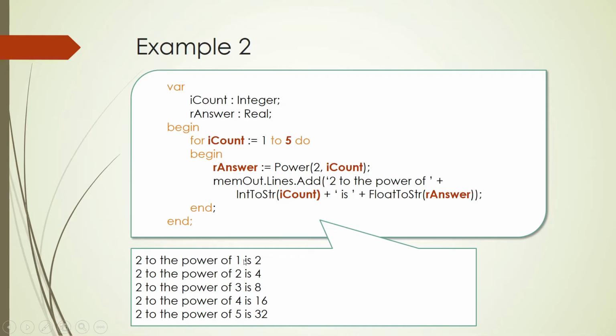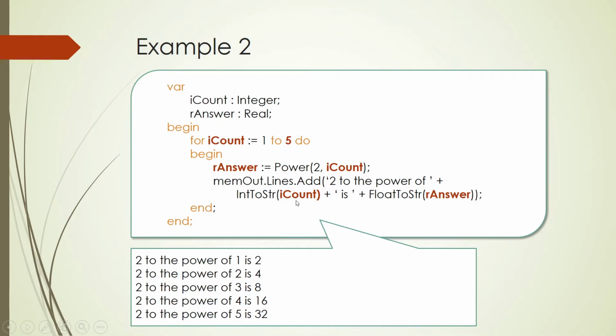So 2 to the power 1 when I is 1 is 2. 2 to the power of 2 when I is 2 is 4. 2 to the power of 3 when I is 3 is 8. 2 to the power of 4 when I is 4 is 16. And 2 to the power 5 when I is 5 is 32. So it's iCount that is giving you 1, 2, 3, 4, 5. It's the variable iCount that is changing and incrementing by 1 each time, from 1 to 2 to 3 to 4 to 5. Okay, so it's your value of iCount each time that is changing.